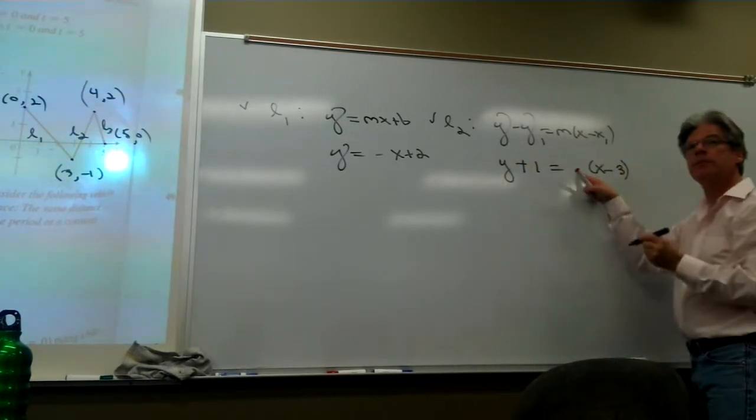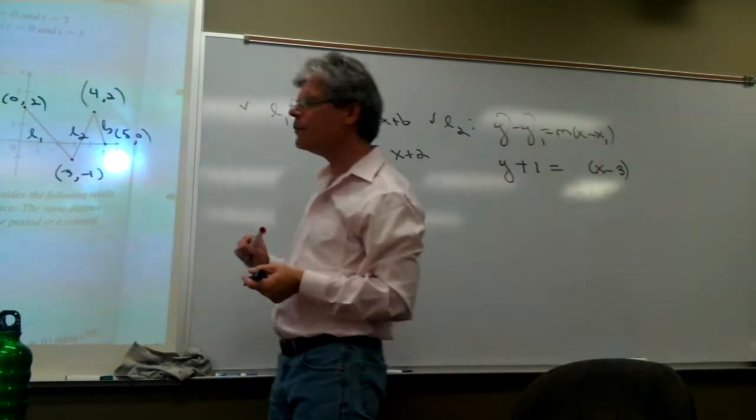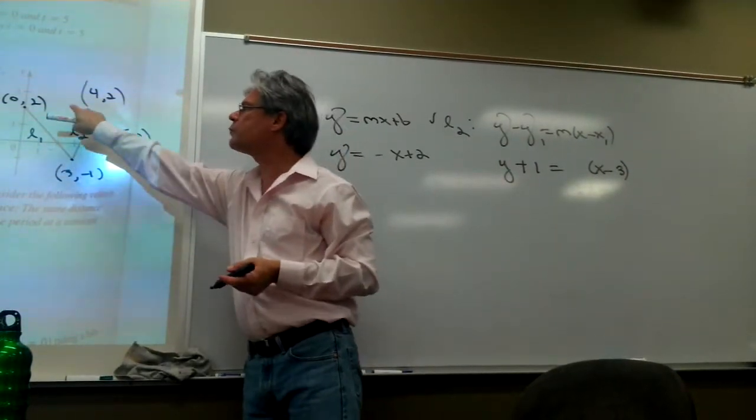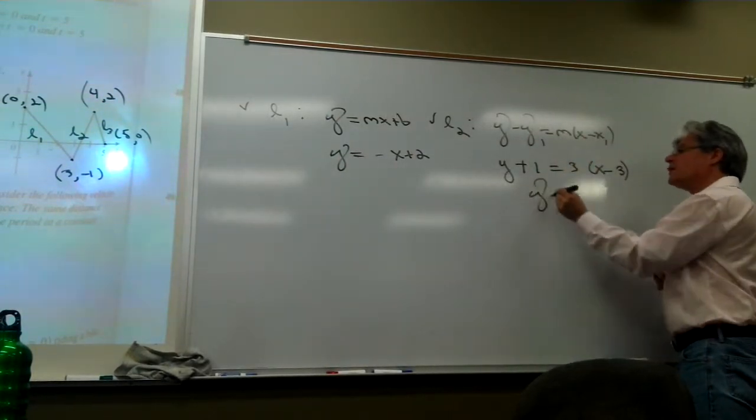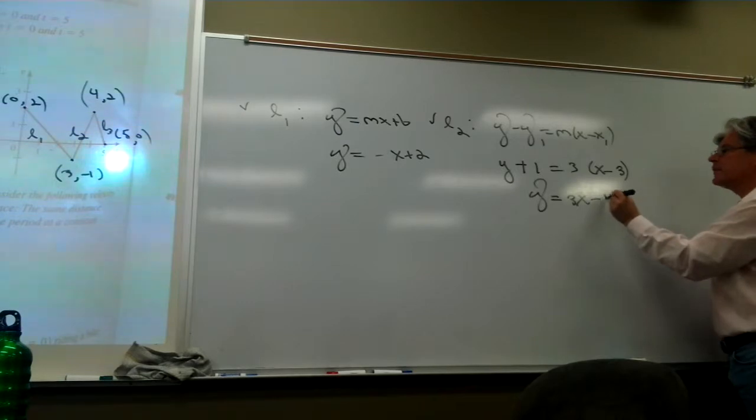Let's find the something. It's merely the slope of the line. Well, we've already done that, haven't we? It was a rise of 3 over 1. Let me clean it up a little bit. Does that give me y equals 3x minus 10?